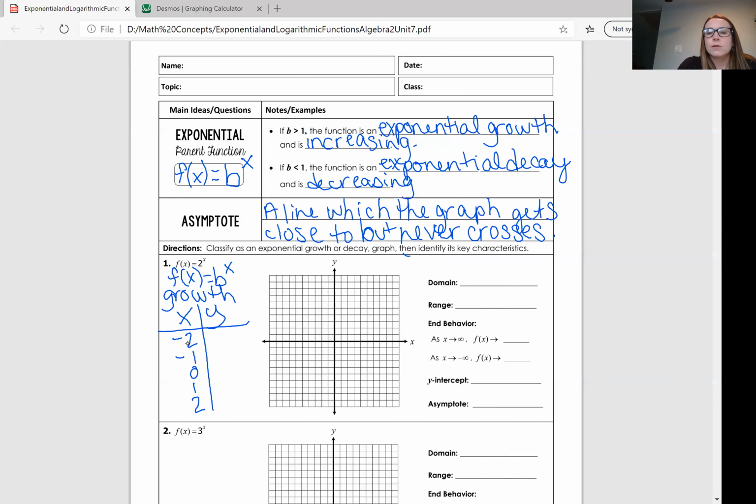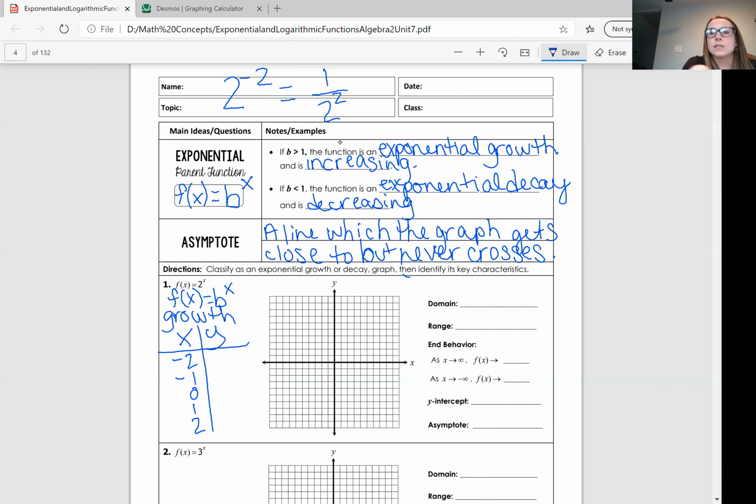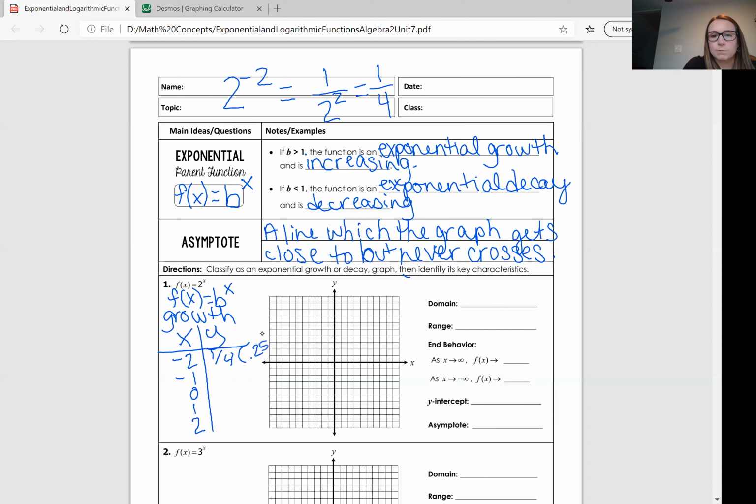So anytime you have a negative exponent, that goes into the denominator. And we know 2 squared is 4, so that really would be 1/4. So if you want to write 1/4, you can. If you know that 1/4 is 0.25, that's also fine. All right, -1, same thing.